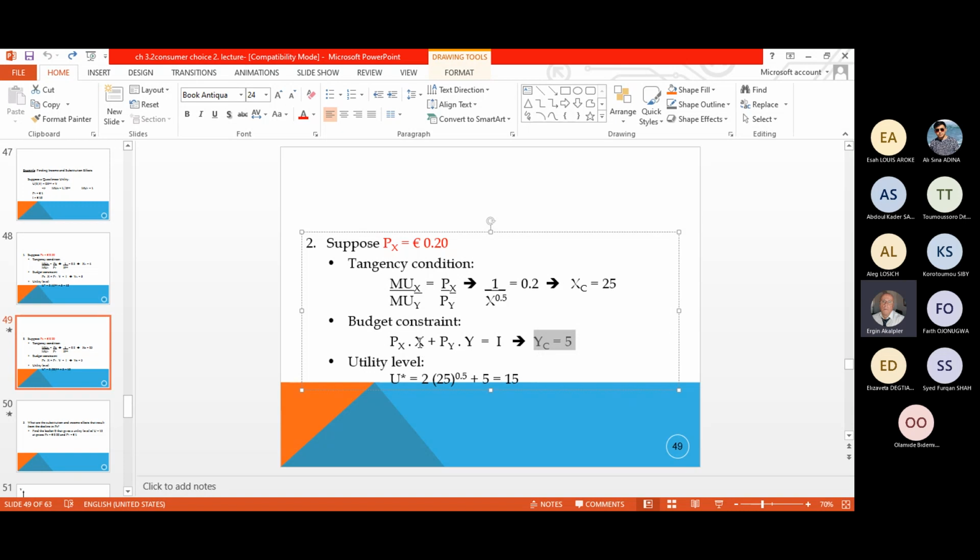Px is 0.20. X is 25. 0.20 multiplied by 25 is 5, isn't it? Because 0.20 also means 1 over 5. Therefore, 25 divided by 5 is 5. Therefore, this part is 5. And Py is 1, it is not changed. And y multiplied by 1 is y. Therefore, I is equal to 10.